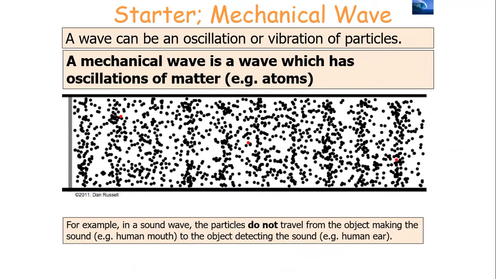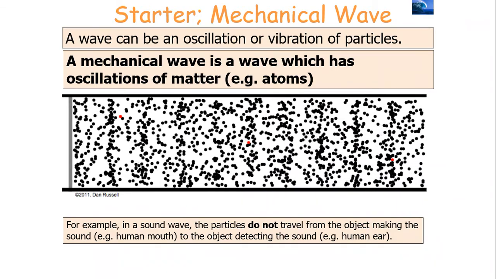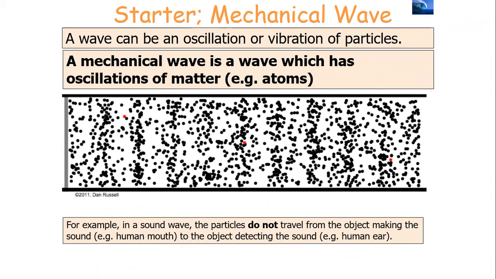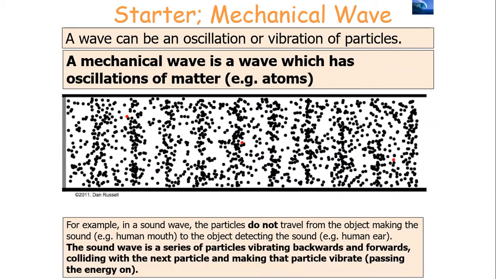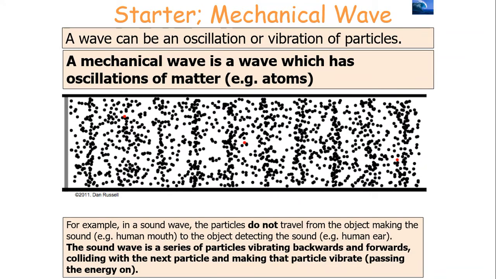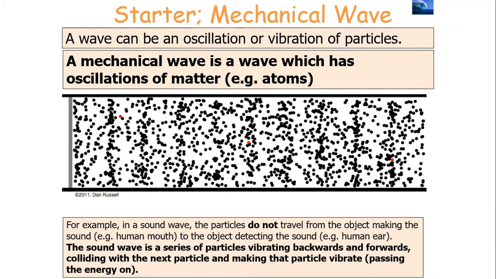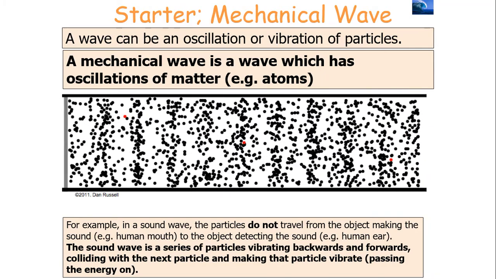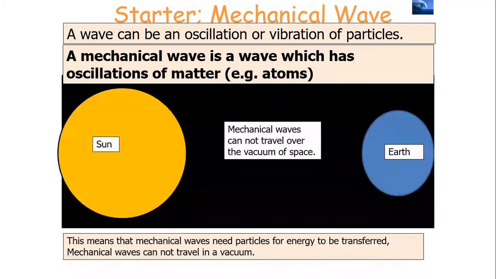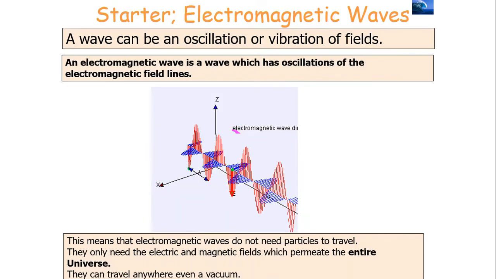So for example, in a sound wave, particles do not travel from the object making the sound to the object detecting the sound. The sound wave is a series of particle vibrations causing the particles to vibrate backwards and forwards, and they collide with the next particle and make the particle vibrate, passing the energy on. Now, because mechanical waves need particles to be transferred, mechanical waves cannot travel over the vacuum of space because there are no particles in that space.